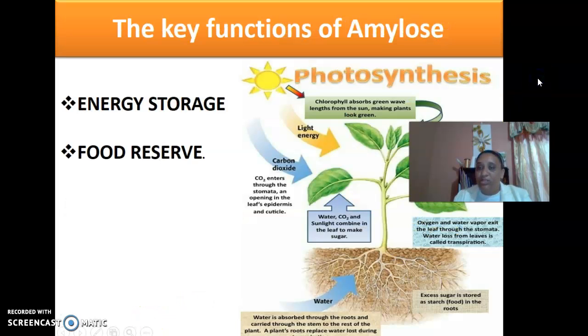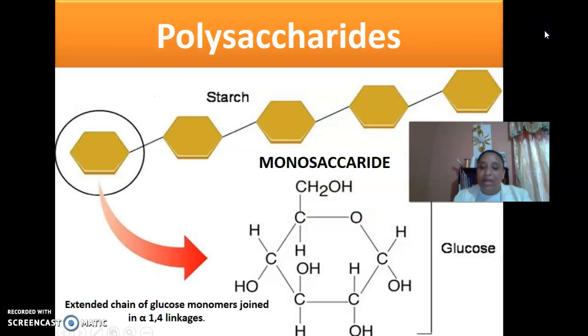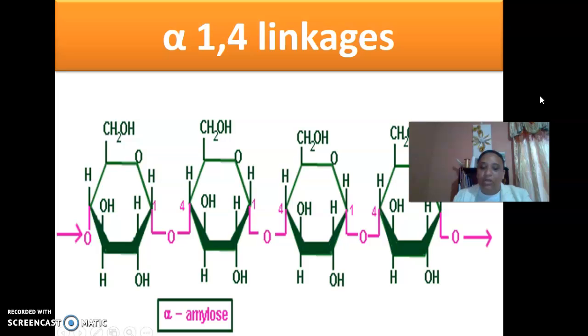So what are the functions of amylose? The key functions are energy storage and food reserves. A huge variety of polysaccharides can be formed by changing the type of monosaccharide represented here and incorporating it into a glucose polymer. This glucose polymer forms the 1,4 glycosidic bond.